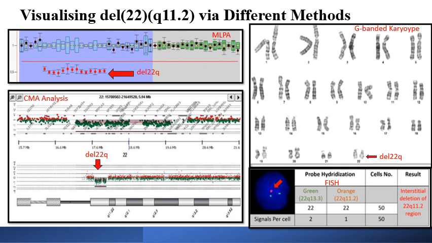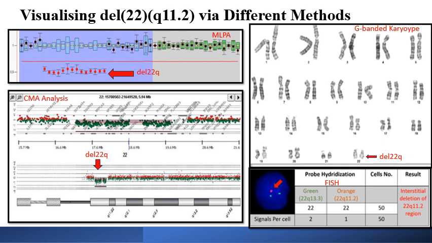Now, this slide is actually a really busy slide, but bear with me. I just wanted to illustrate how a 22q11.2 deletion is detected across different genomic techniques that we've discussed so far. So first, on the left, we have MLPA, which shows the deletion with a reduced signal ratio in the target region, indicated by the red arrow labeled del22q. MLPA, as I mentioned, is a targeted method and can detect small deletions and duplications at specific regions by measuring the copy number changes directly.